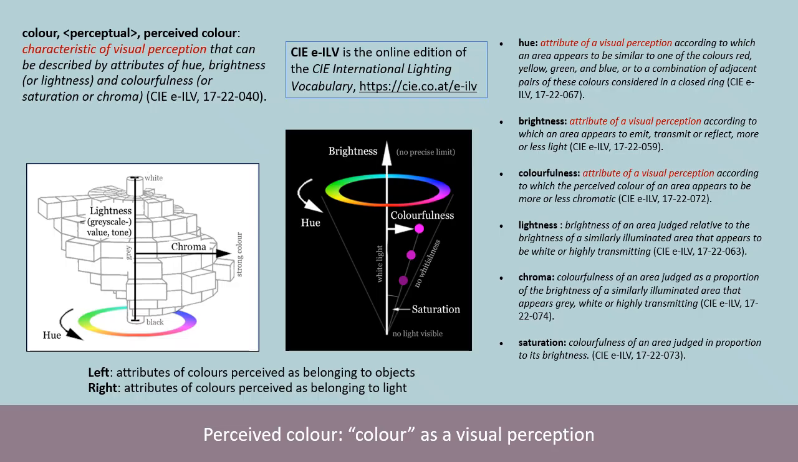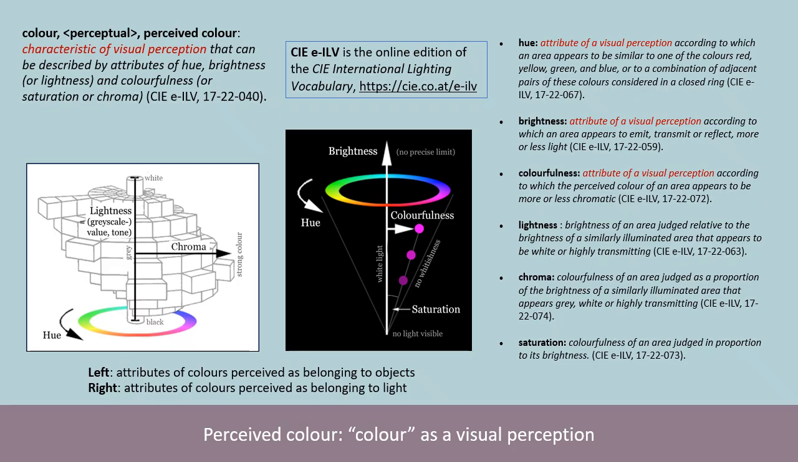I should first explain why I say that in science colours such as red, green and white are regarded as perceptions. The CIE International Lighting Vocabulary, or ILV, is the most authoritative source on the terminology of light and colour in science and technology, and it defines what it calls colour in the perceptual sense, or perceived colour, as a characteristic of visual perception that can be described in terms of 6 specified attributes that are in turn defined directly or indirectly as attributes of a visual perception.